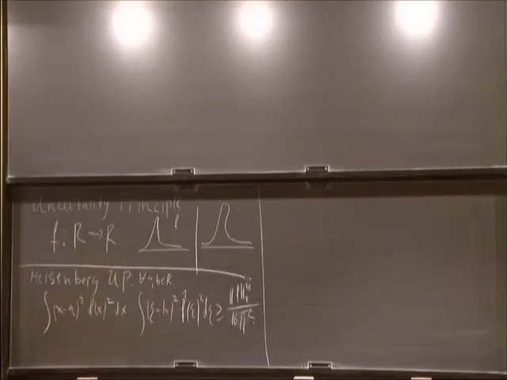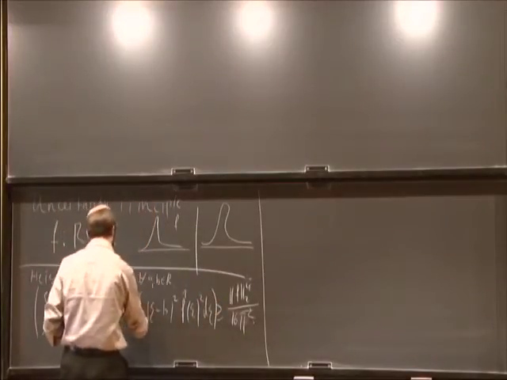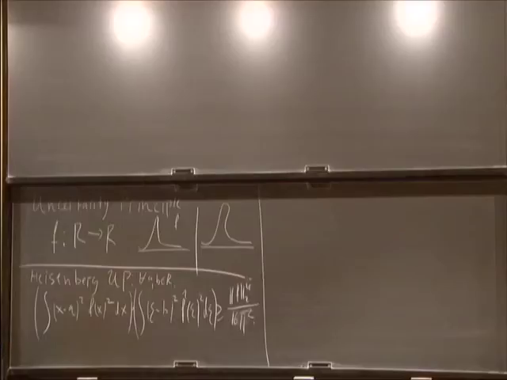So, the alpha integrals here, does it mean the minimum or the product? Product. It's at least. Yes. And in fact, this inequality is tight, and the Gaussian is the distribution for which this inequality is tight.